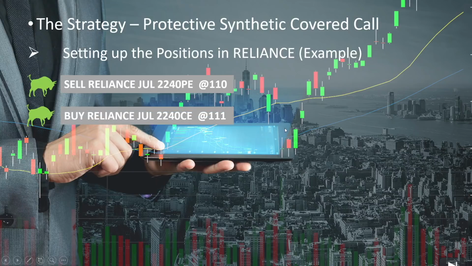Then we are going to buy a call. Reliance July 2240, same strike. This is an ATM strike. Okay, same strike. 2240 CE at rupees 111. Means you see the premiums are matching. Almost it needs to be almost close. You are going to pay like 5 points debit or 3 points debit. It is okay. This is almost ATM.